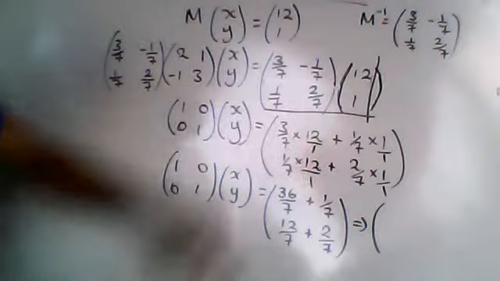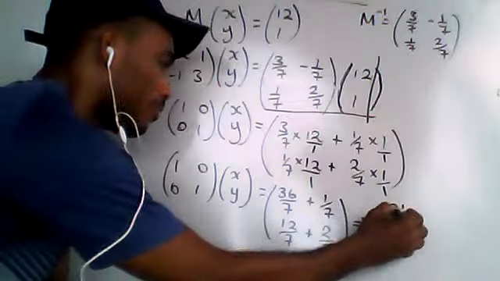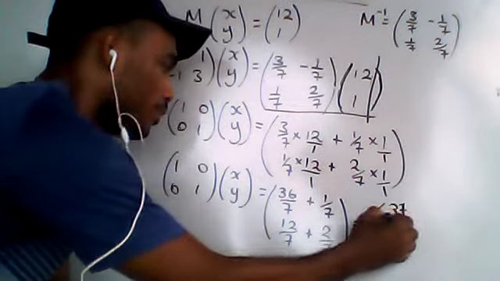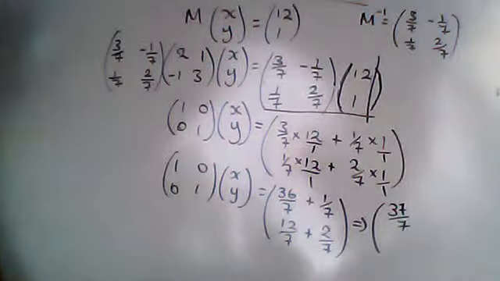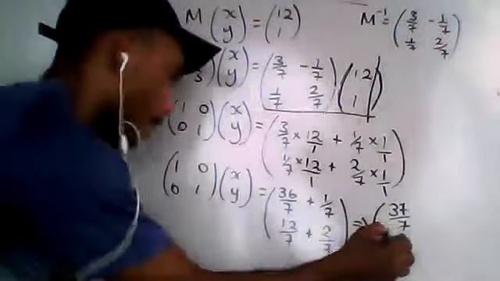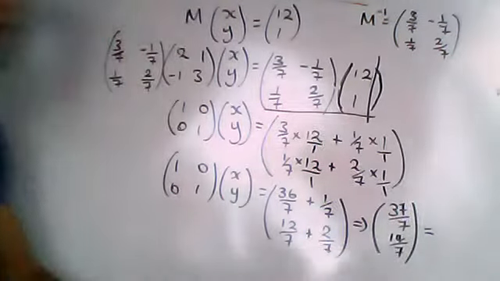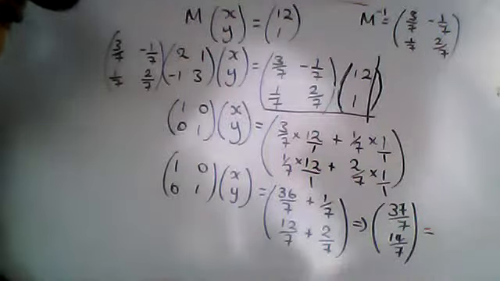So 36 plus 1, that's going to be what? 37, sir. 37 over 7. And here, 14 over 7. Can we break it down any further?